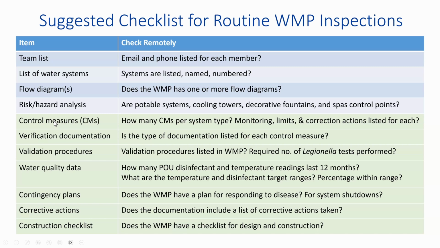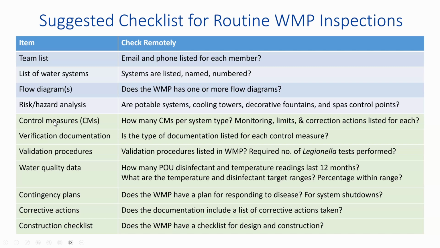In LAMPS, this is all very easy to see. So if the plan's in LAMPS, you can look at their water quality summary report, and you'll see all of this at a glance. But whatever they use, they should be able to answer those questions. And then ASHRAE also mentions contingency plans, and these are hugely important.